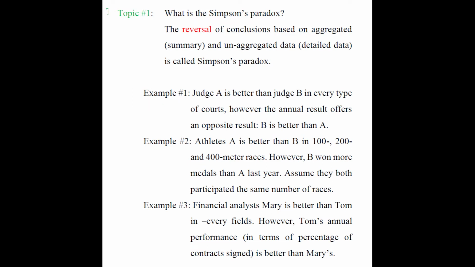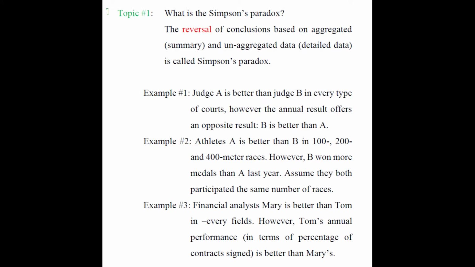Topic number 1. What is Simpson's paradox? The reversal of conclusion based on aggregated or summary data and unaggregated data or detailed data is called Simpson's paradox. Example number 1. Judge A is better than Judge B in every type of court. However, the annual result offers an opposite result. B is better than A.